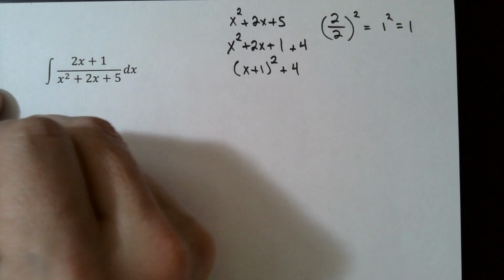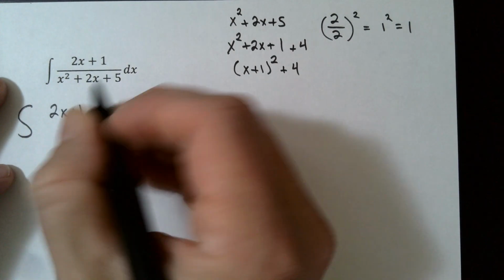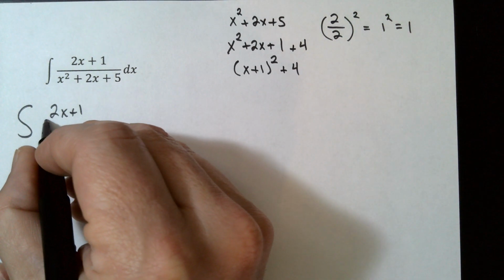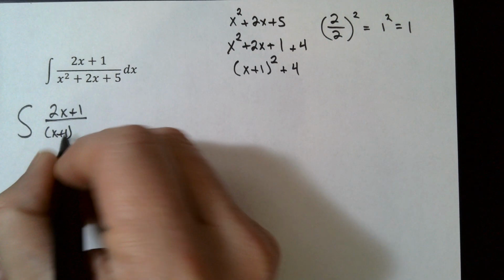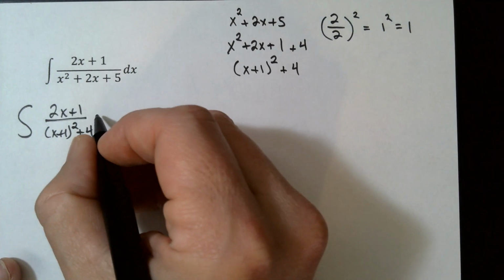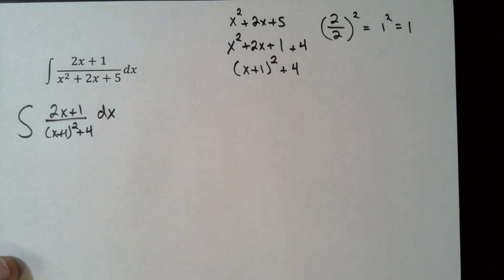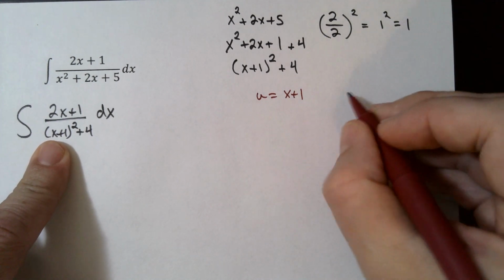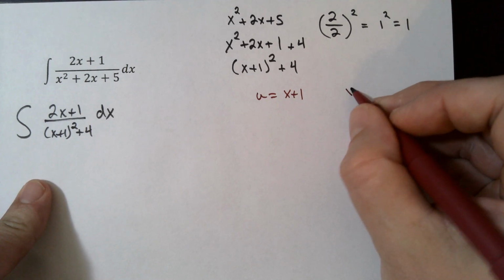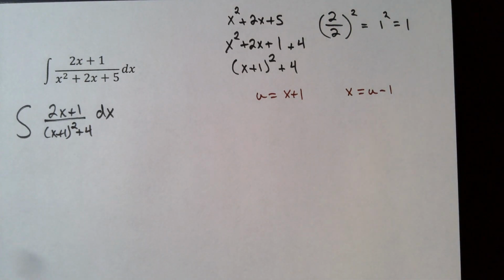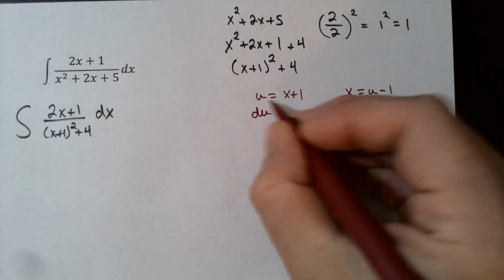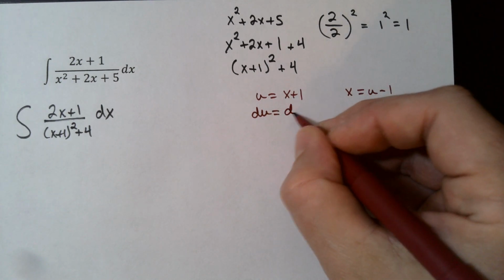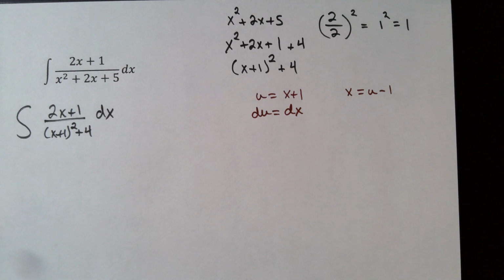Okay, so we get the integral of (2x plus 1) divided by ((x plus 1) squared plus 4) dx. Okay, so now we're going to do a substitution. Let's say we have u is equal to x plus 1. So u is equal to x plus 1. If you move that 1 over, you could also say that x is equal to u minus 1, which is going to come in handy. And if you take the derivative of both sides, the derivative of this is just 1, so we'll say du is dx.